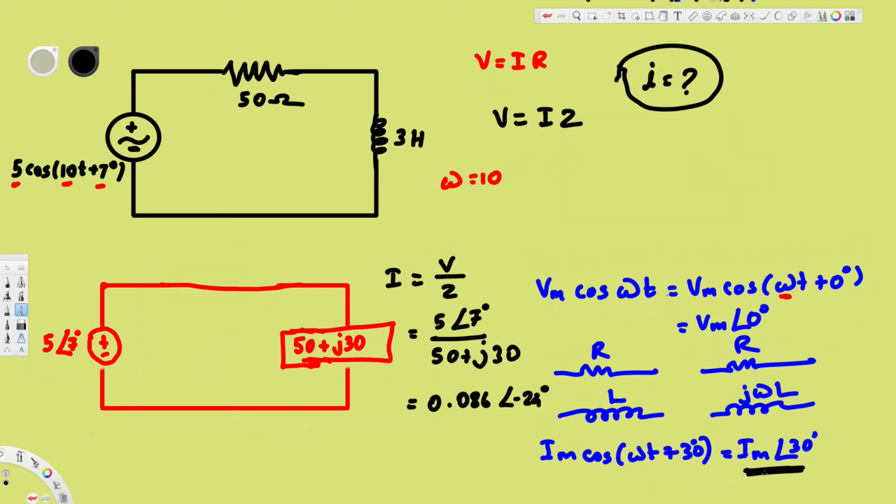And to convert this into time domain, you have to do this backward, because this is our phasor term, right? Im angle 30 degree. If you want to convert this backward, we have to have Im cos omega t plus 30. If we write it that way, i is going to be equal to, Im is this first value, 0.086, and then cos. In our case omega is 10, so 10t, and then we have this new angle, negative 24 degree. Okay, and that's going to be the current in time domain, and that's how we do this kind of problems. I hope this helps. Thanks for watching.